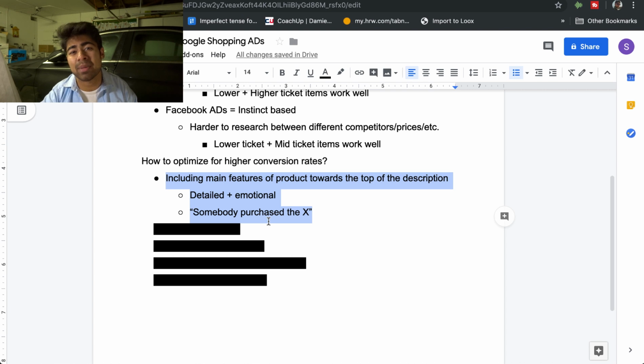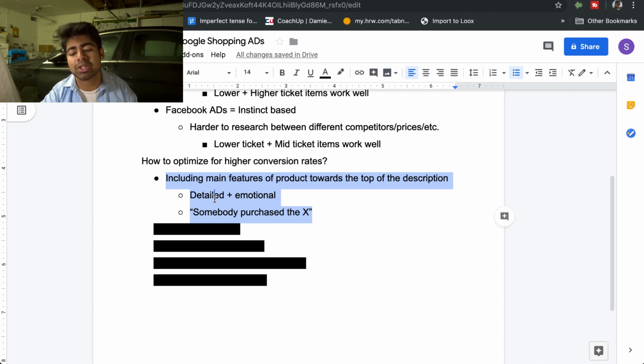So in this case, if the images are the same, if the product is the same, and the title is the same, the description that is more compelling, more emotional, the one that has more features at the top and really describes the product well is the one that's going to get my money, not the one which has barely any words, barely any emotion, and has the important information all at the end. And that's exactly how Google Shopping ads work. After starting to put my main features towards the top of the description, I've noticed a significant increase in the conversion rates, and this is definitely something you want to do as well, especially if you run Google Shopping ads.